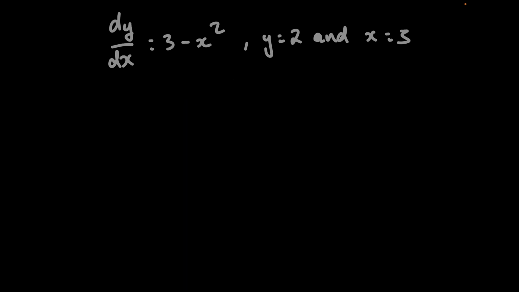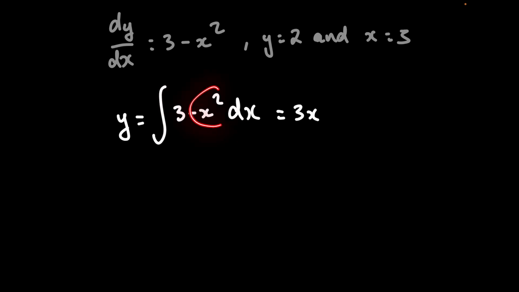Okay, this is our next question. Again, our goal here is to work out the equation for y in terms of x, and the first thing we're going to do is just integrate to find what y is. So when we integrate, we get the integral of 3 minus x squared dx. And when we integrate this, we know that the integral of 3 is just going to be 3x. And the integral of minus x squared, add 1 to the power, divided by the new power. So in this case, it's x cubed, divided by 3, plus c.